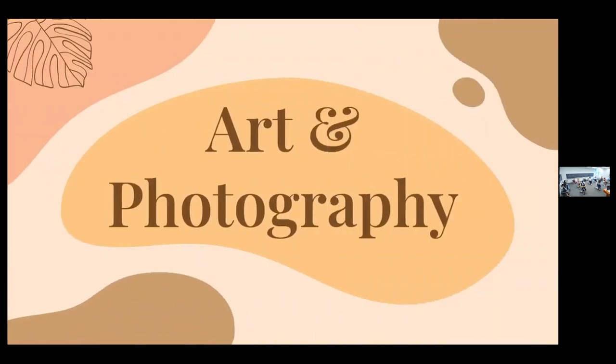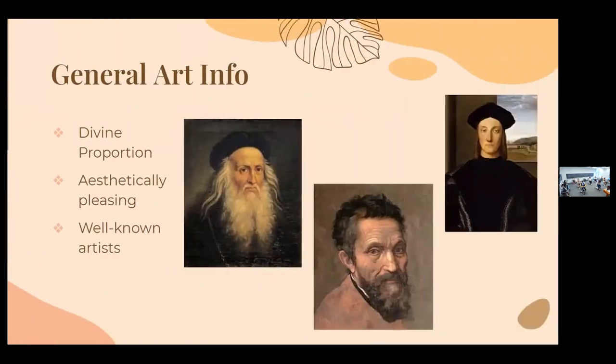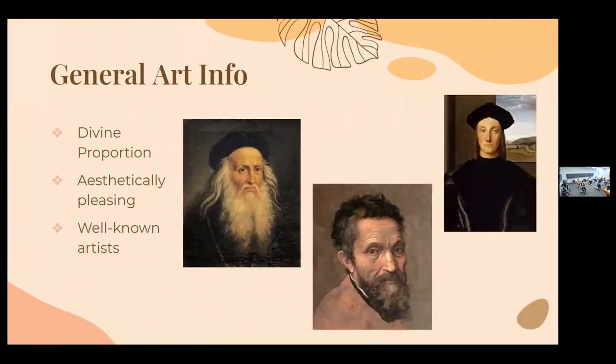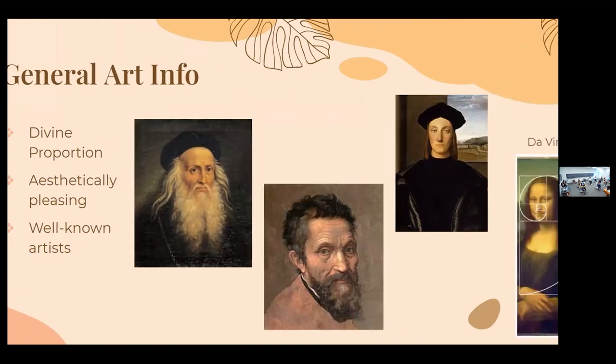Okay, so first we'll talk about how the golden ratio is used in art and photography. In the 15th and 16th centuries of the Renaissance era, the golden ratio was known to artists as the divine proportion, and they used it in their paintings to make them aesthetically pleasing. Well-known artists who used the divine proportion include Leonardo da Vinci, Michelangelo, and Raphael.